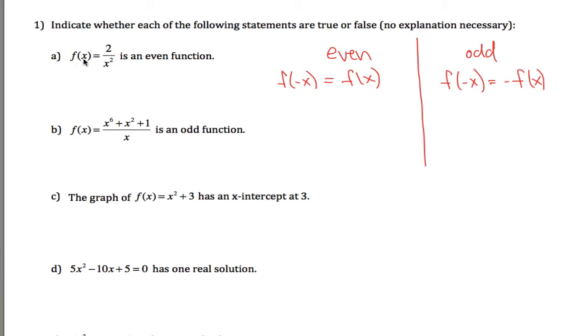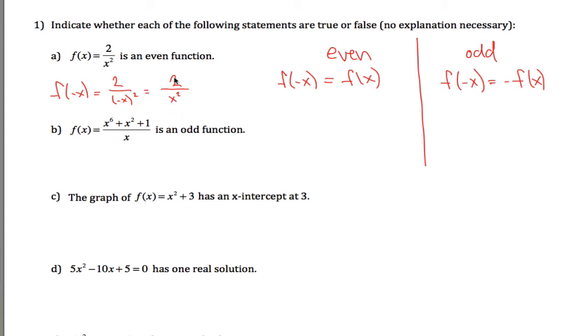Just like I can figure out f of 3, I could figure out f of negative x. The way you figure out f of negative x is you take your function, and everywhere you see the letter x, you replace it. But instead of replacing it with 3, since I don't want f of 3, I'm going to replace it with negative x. So instead of 2 over x squared, I got 2 over negative x squared. However, I can simplify that, because negative x squared just means negative x times negative x, and a negative times a negative is a positive, so what I end up with is just 2 divided by x squared.